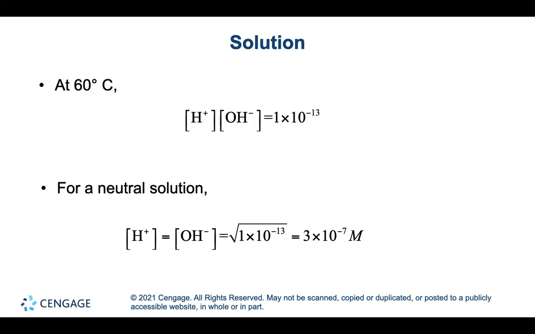And then to do this part B, at 60 Celsius, neutral water would still be neutral, so the H+ will still equal the OH-, and the H+ times the OH- at 60 Celsius is 1 times 10 to the minus 13. So if the H+ equals the OH- in neutral solution, then the H+ and the OH- are both going to equal the square root of 1 times 10 to the minus 13, which is 3 times 10 to the minus 7. There's 3 times as much H+ in water at 60 Celsius than there is at 25 Celsius, where it was 1 times 10 to the minus 7 molar. Also 3 times as much OH-.